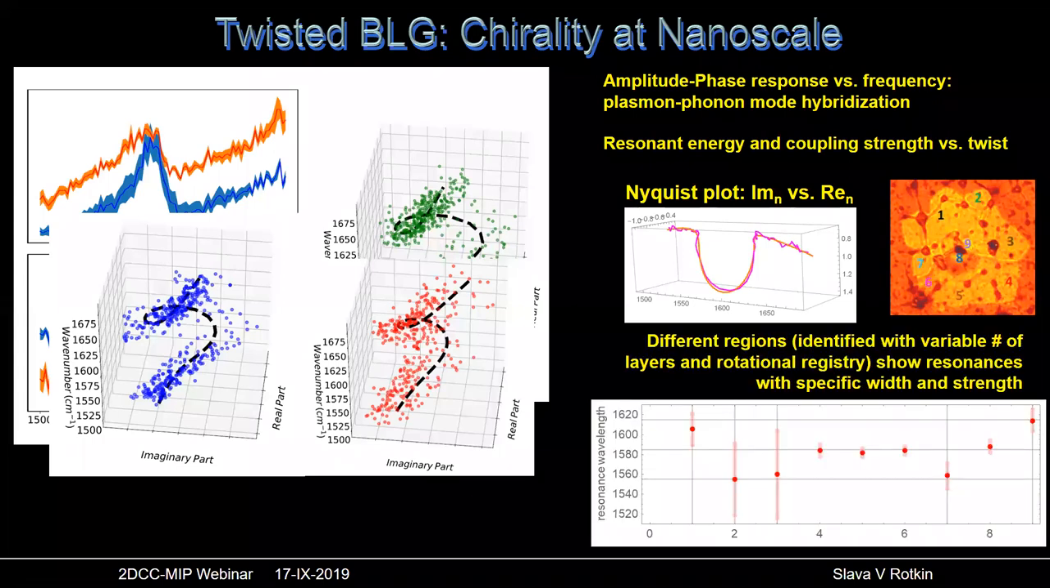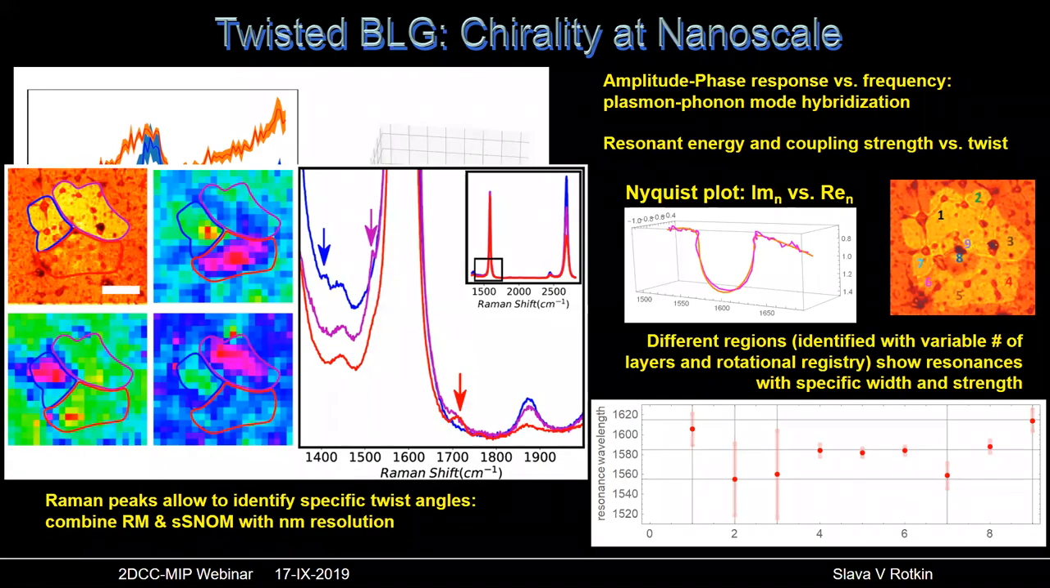Looking at these patterns at the frequency where the turn appears, and comparing that with the Raman maps of the same sample, we can identify the twist angle of specific areas. We can combine the high resolution, nanometer scale sSNOM images with the diffraction limited Raman maps to tell about the actual twist structure of the multilayered graphene.